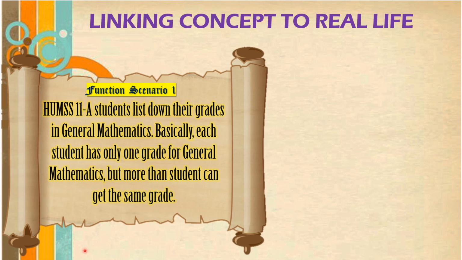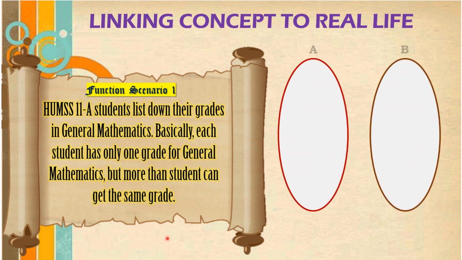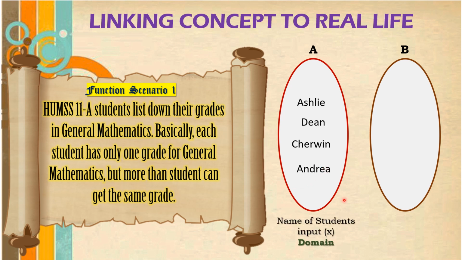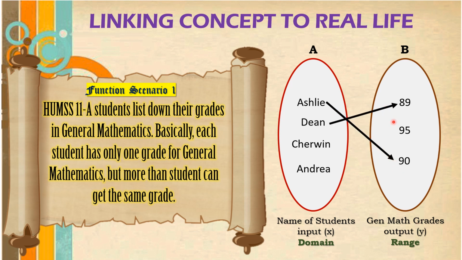We can represent this as a mapping diagram. Here on set A, we have the names of students as the input, and on set B, we have the Gen Math grades as output. For example, Ashley got 90, Dean got 89, Sherwin got 95, Andrea got 95. If we look at the arrows connected to the elements of the first set, each element has only one arrow. Therefore, this is a function.